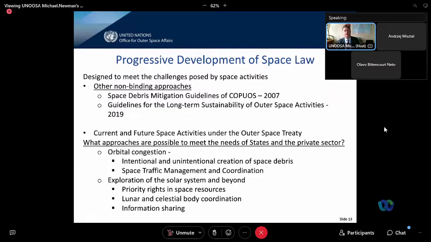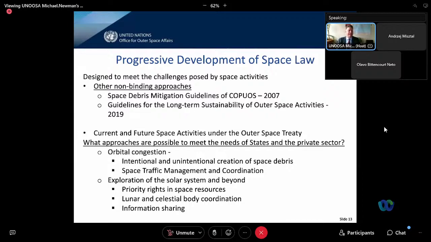Then, of course, the seminal guidelines for long-term sustainability of outer space activities of 2019. Really, I would say the treaty of our times. Took 10 years to negotiate, covers so many different areas. All those issues beginning at the very dawn of the space age are embodied in the long-term sustainability of our space activities, as well as this modern development. And so where do we head with our current and future space activities under the Outer Space Treaty? What approaches are possible to meet the needs of states and the private sector?